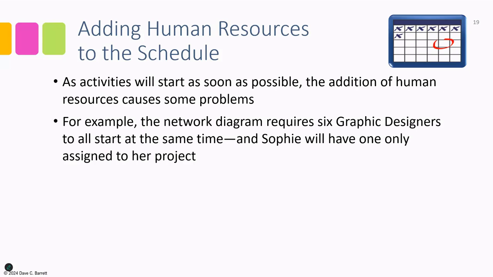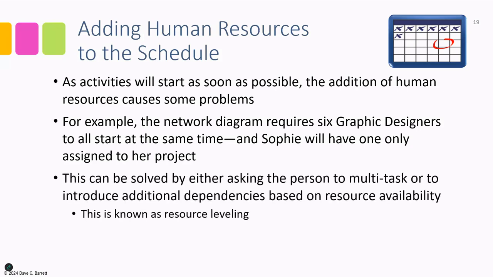This is an example of a resource constraint. Remember, way back in chapter 1, we talked about the 6 constraints, and resources are one of them. And this is something that project managers deal with all the time in terms of aligning the timing of activities to when resources are available. So this can be solved in various ways. The person, the graphic designer, could be asked to multitask, try to do 6 things at once. That's not always very practical, and it would just make each one take a lot longer.